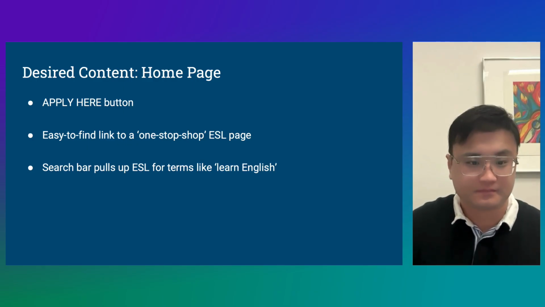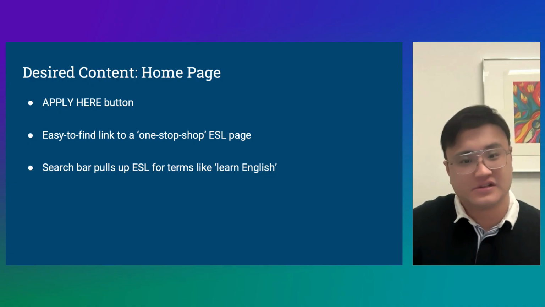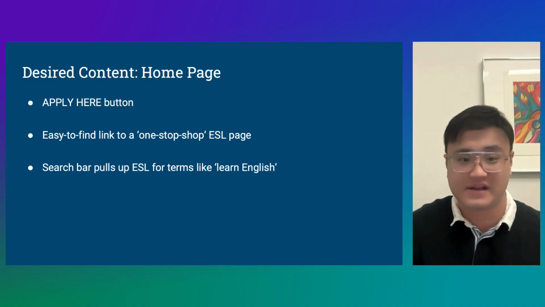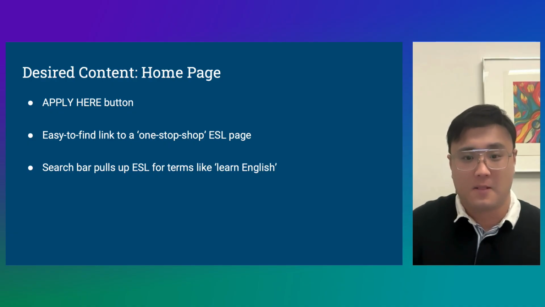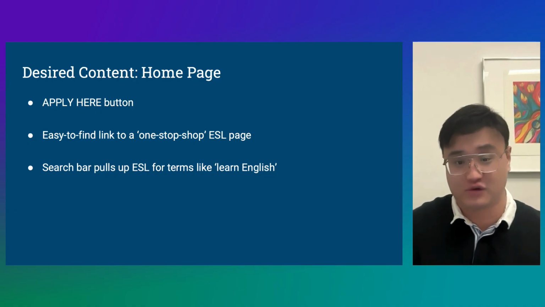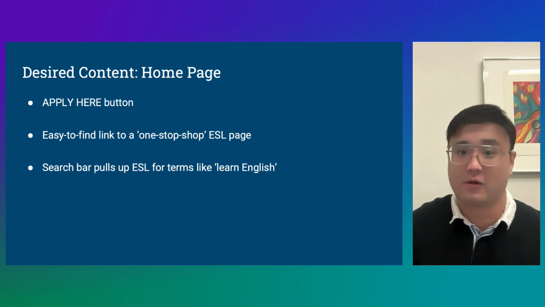First one is for the homepage. We recommend having a big Apply Here button on the website so that students can apply right away after they know which program they want. Secondly, we recommend an easy-to-find link to the ESL page, like a picture with a direct link. Then students don't have to go back and forth to find the ESL page.